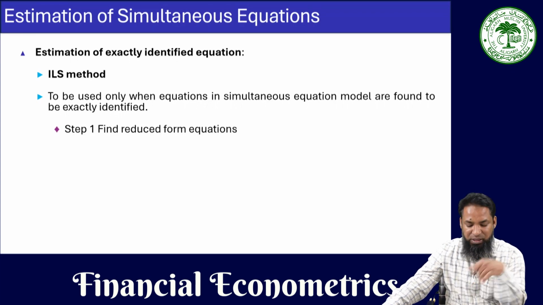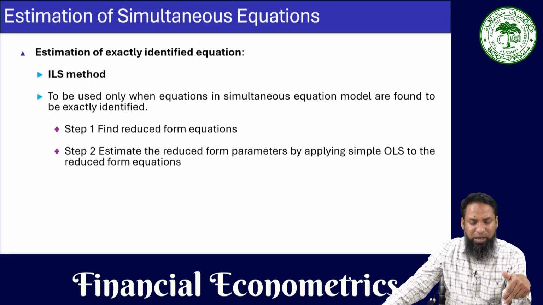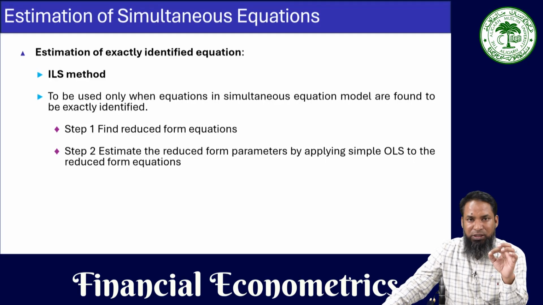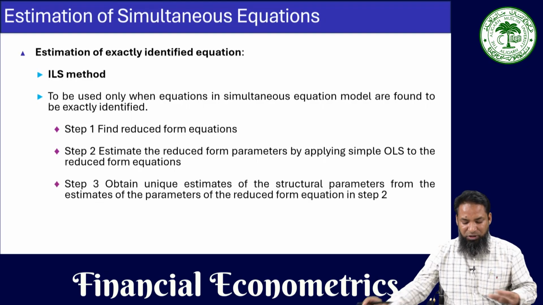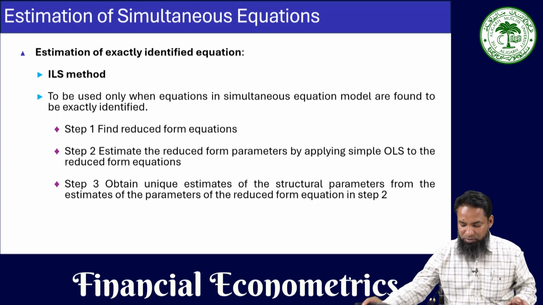So step 1, find the reduced form equation. Step 2, estimate the reduced form parameters. ILS basically stands for indirect least squares. Why do we call it indirect least squares? Because using least squares, we are estimating the reduced form equation, and through that we are able to find out the structural parameters. That's why we call it the indirect least squares method, and that is only possible when we have an exactly identified equation. Then step 3, obtain the unique estimates of the structural parameters from the estimates of the parameters of the reduced form equation.